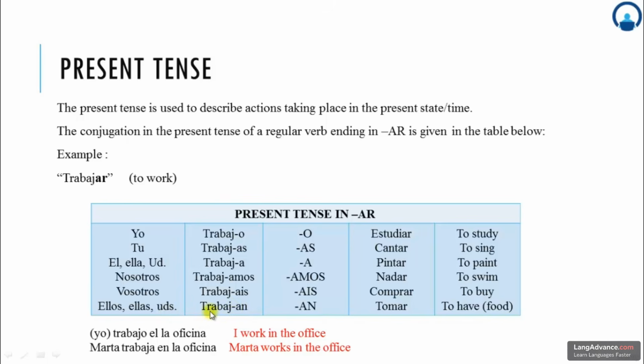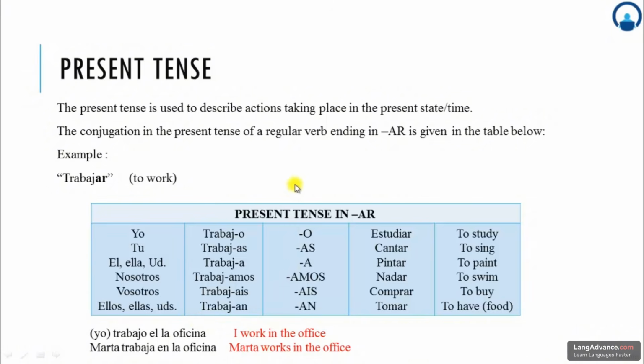And now it becomes trabajan. It goes with ellos, ellas, and ustedes. So the sentence will be ellos trabajan. That means they work. So again, I'll repeat the rule.